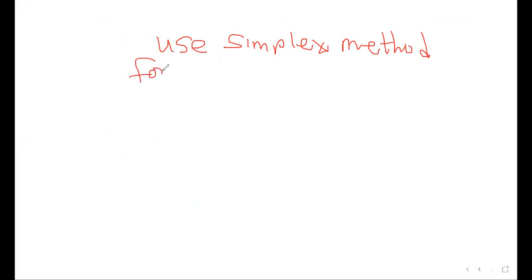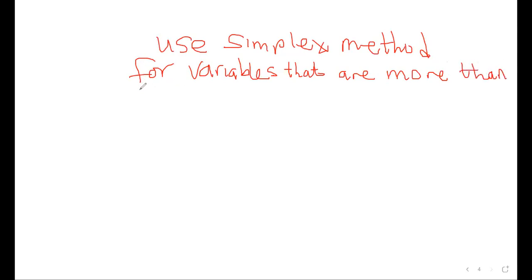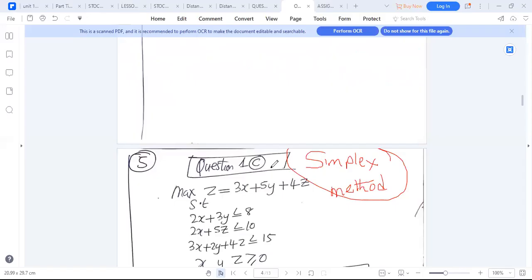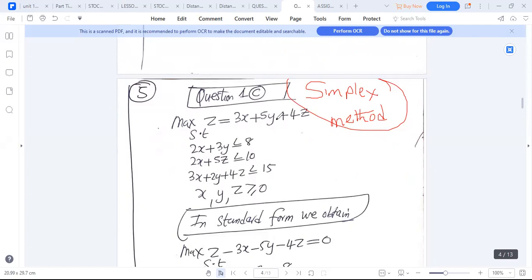So use the simplex method for variables that are more than 2. This is what the simplex method requires. All right, getting down to the problem, we are supposed to sort this out using simplex because we have variable 1, variable 2, and variable 3.